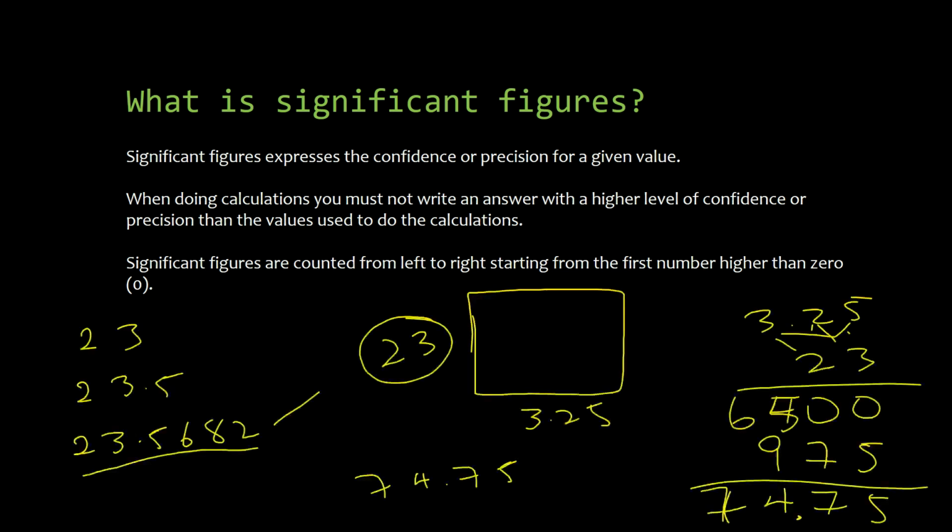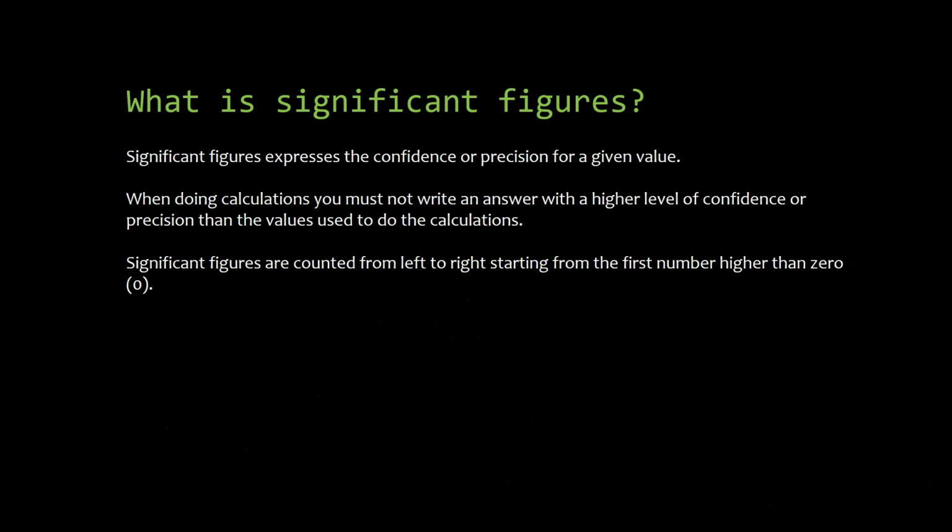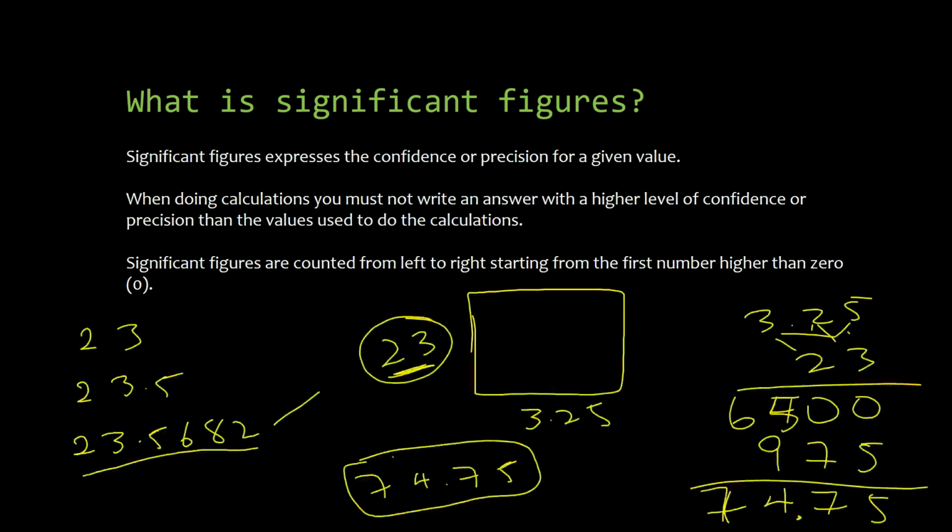In other words, I can't share a more precise answer with you other than one that has two significant figures. So I have to reduce my answer to two significant figures. 7.5 is my answer. Why is it that you cannot put an answer that is greater in significance?